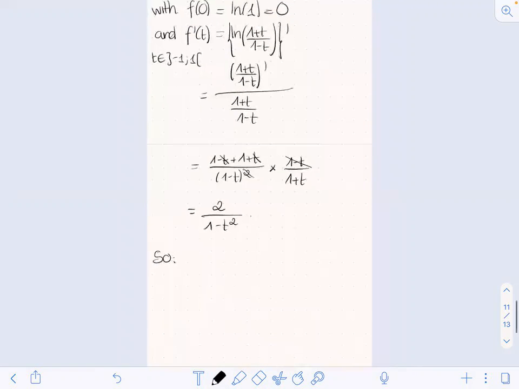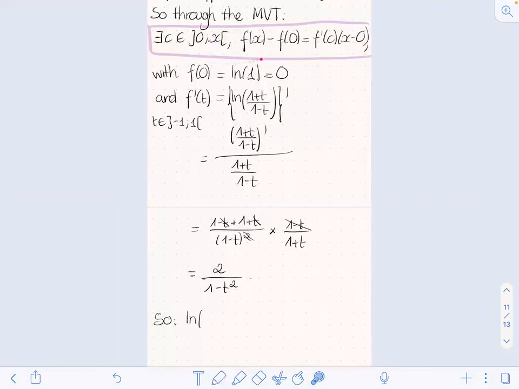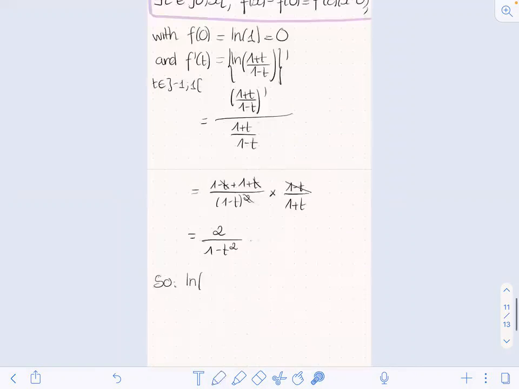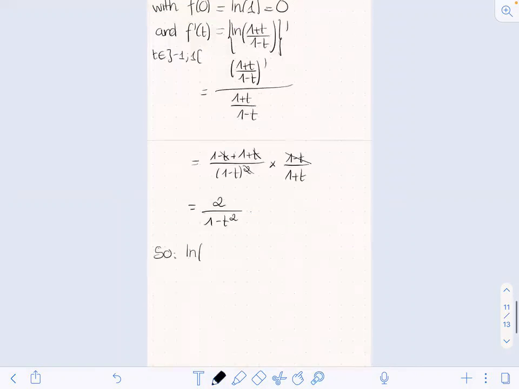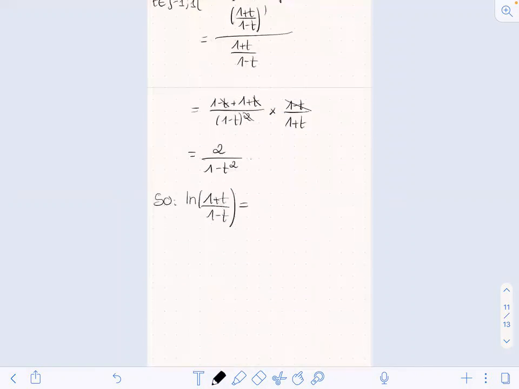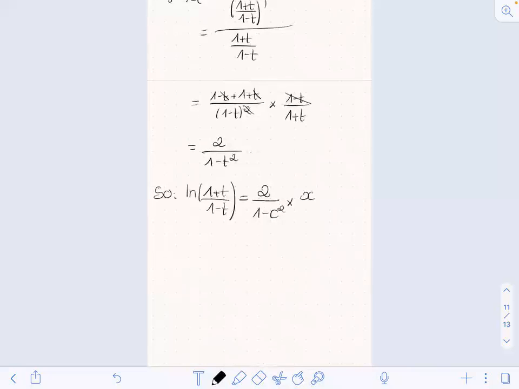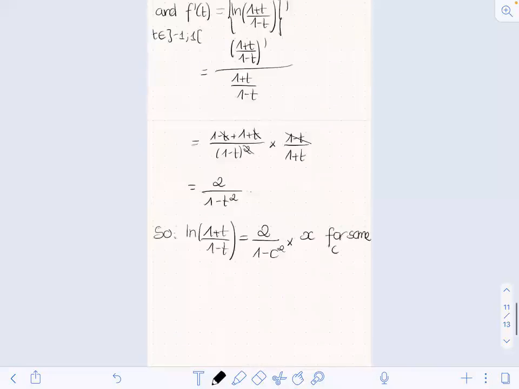Just need to replace t by c. Yeah, absolutely. So what we can do is rewrite this, but replacing c by t or t by c. So f of x is logarithm of 1 plus t divided by 1 minus t, minus f of 0, which we showed was equal to 0. And we get that it's equal to 2 divided by 1 minus c squared times x for some c in our interval, which was 0 to x.